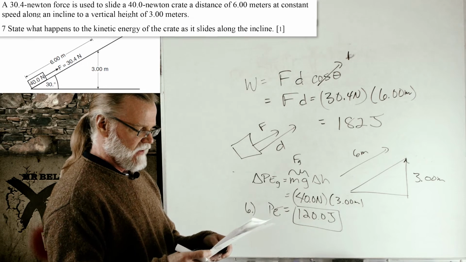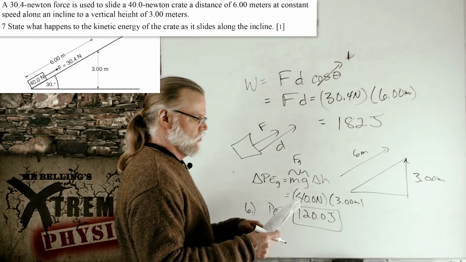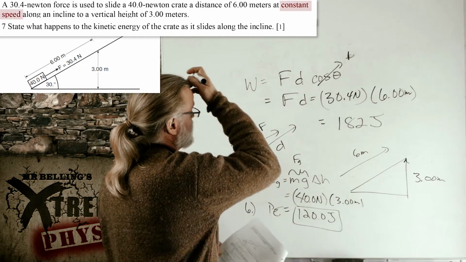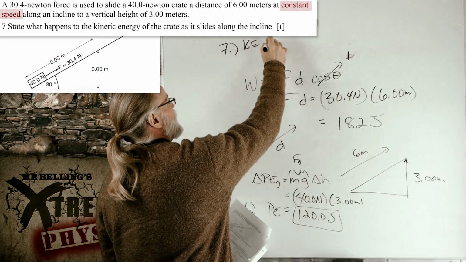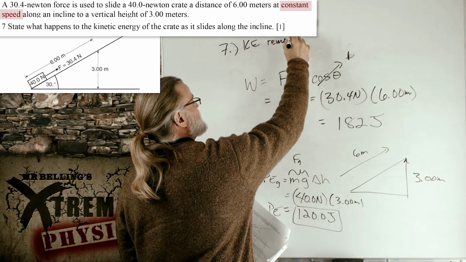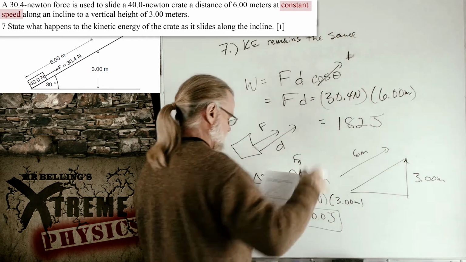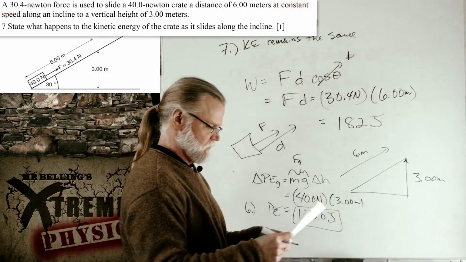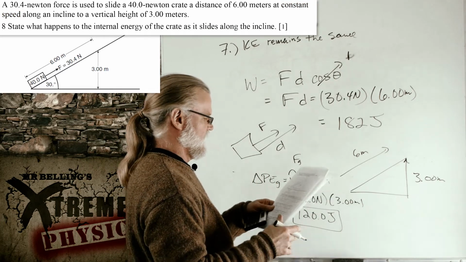Number 7, what happens to the kinetic energy as it goes along the incline? If you read the question carefully, it says it goes at constant speed. So the kinetic energy remains the same, because they clearly said at a constant speed. All right. State what happens to the internal energy as it slides along the incline.